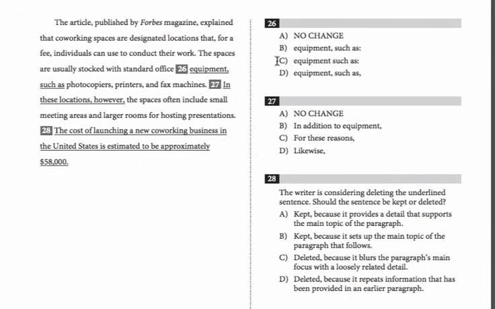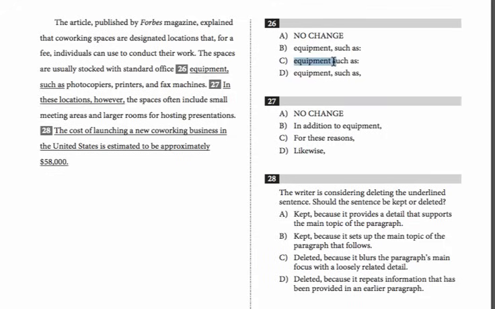The spaces are usually stocked with standard office equipment such as, and then a colon, such as photocopiers, printers, and fax machines. The colon here doesn't make any sense, right? Because when you're saying "such as," you don't need the colon. A colon introduces a list. So where you would use a colon is if you said, "I had stuff in my office space: photocopiers, printers, and fax machines." That would work. But "such as" sort of acts as a colon, right? Like, "I had lots of sodas in my fridge, such as Diet Coke, Coke, and Pepsi," right? The "such as" already introduces the list, so this is redundant here.